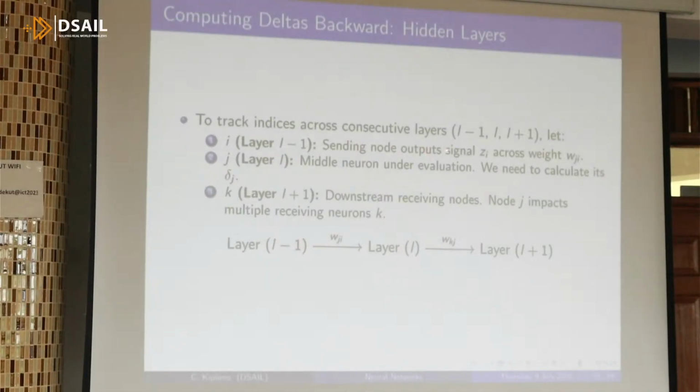The sending node outputs the signal Zi across the weight Wji. This is the sending node, node I. This is the middle neuron that is under evaluation. We are actually interested in what is happening there, and then what is happening here, and then these are further downstream: how node J impacts multiple receiving neurons K.